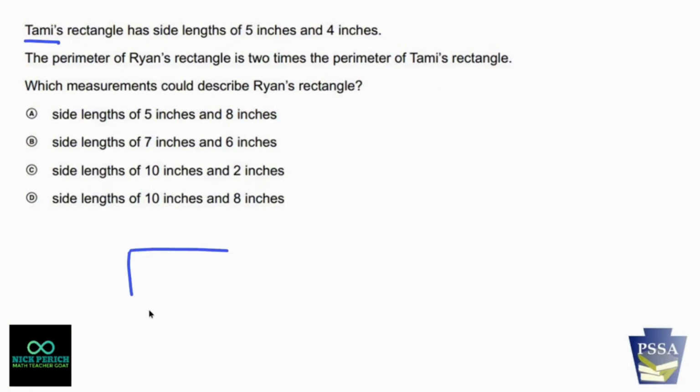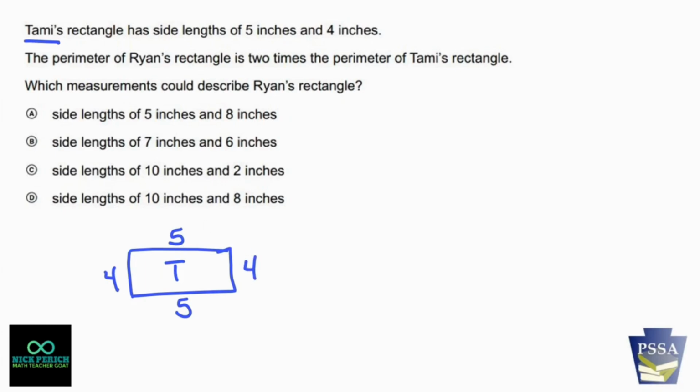Now this is Tammy. I'll put a nice big T in it. And I'm not drawing this picture to scale. I'm not getting a ruler out. I'm just drawing a rectangle. It's not going to look that accurate. But what I do know is I will draw the longer side of her rectangle as 5, and the other one's going to be 4.